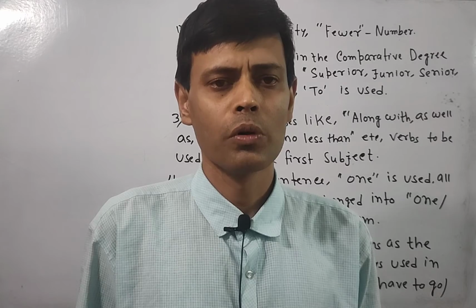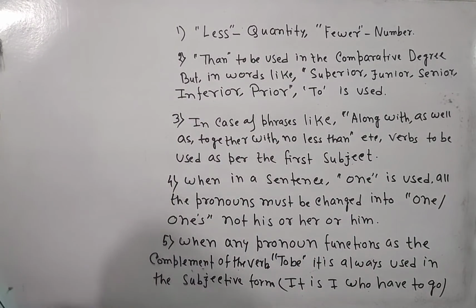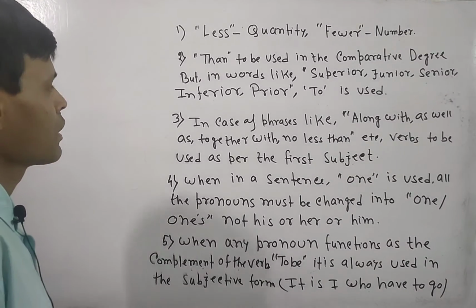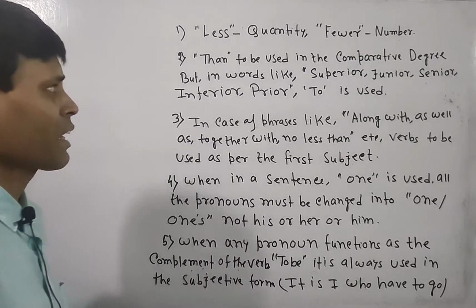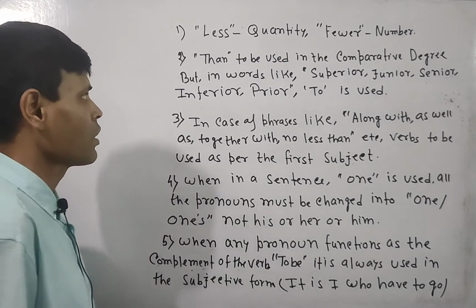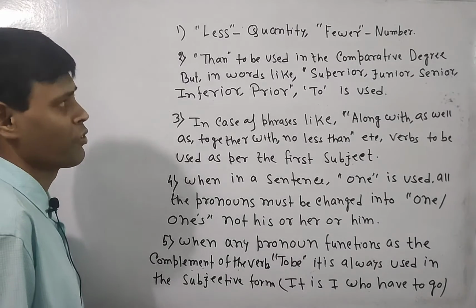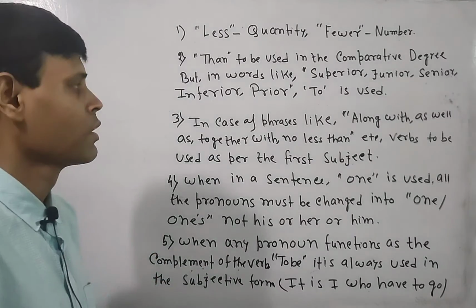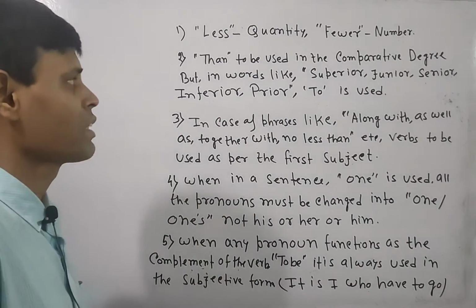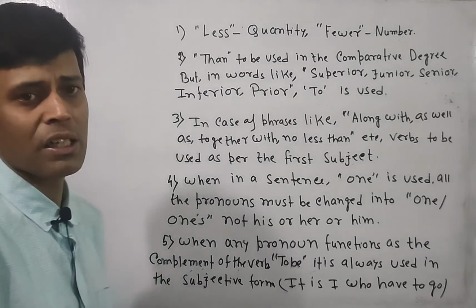Kindly keep concentrating on the board. Now look over the first rule. It says that less indicates quantity, on the other hand fewer indicates number. It is true that little, less or lesser, few, fewer, fewest all indicate quantity, but be careful: less indicates only quantity, while fewer, fewest indicate number.